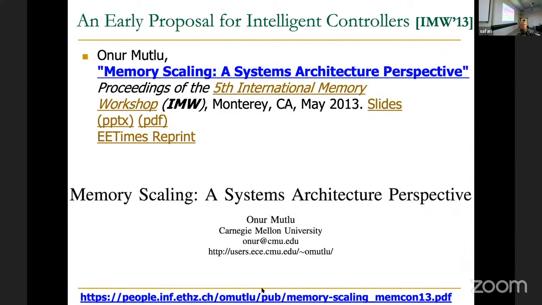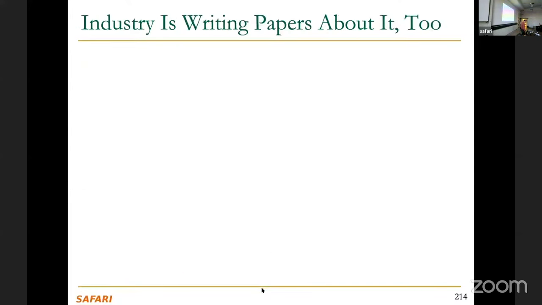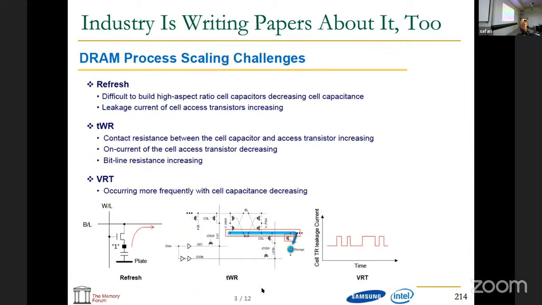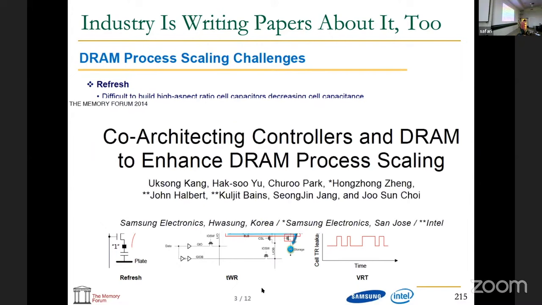So this goes back to what we have argued for more than a decade now. We really need to be taking a systems architecture perspective for this. I should also mention that industry is writing papers about making memory controllers intelligent. This was a paper written by Samsung and Intel. They did not mention RowHammer in this. This was 2014. It was very sensitive. But they did mention some other DRAM process scaling issues, and they said we should really be co-architecting memory and controllers. This is the only paper that they wrote together that I know of. These companies don't normally talk to each other unless there's an army of lawyers on either end. And if you have an army of lawyers, in the end, you're not talking to each other.